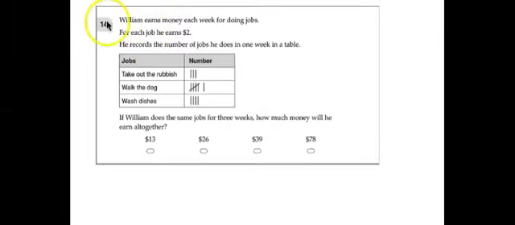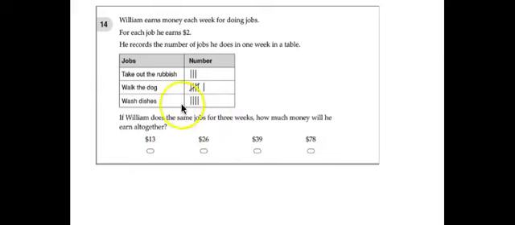Okay, question 14. William earns money each week for doing jobs, and for each job he earns $2, and he records the number of jobs he does in 1 week in the table below. So taking out the rubbish 3 times, walking the dog 6 times, and washing the dishes 4 times. Now, if William does the same jobs for 3 weeks, how much will he earn altogether?